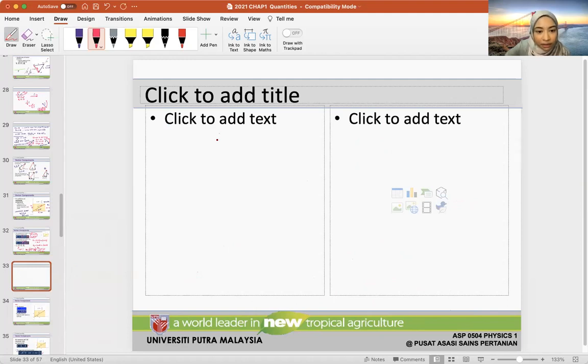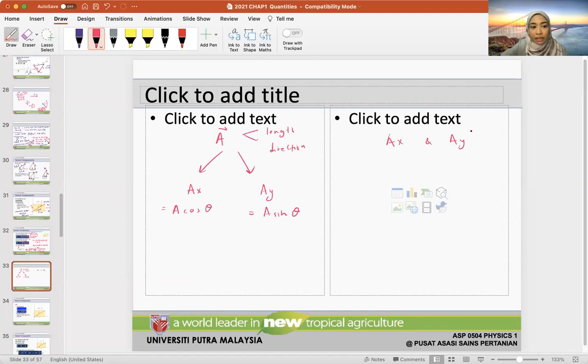So if I have a vector A, I want to break it down into AX and AY. Okay, I should know the length and I should know the direction of my vector. Okay, so how do I do that? AX is A cosine theta, AY is A sine theta. Okay, so this is one way. And then what if I know the AX and I know the AY, but I don't know what my A is, my A vector, my resultant vector.